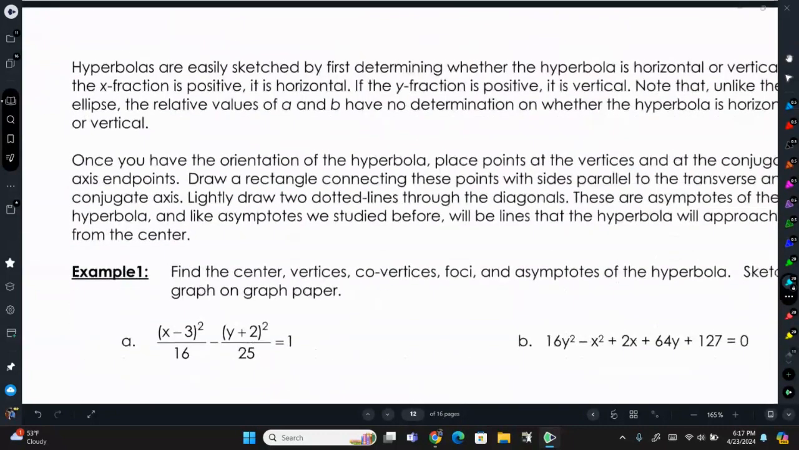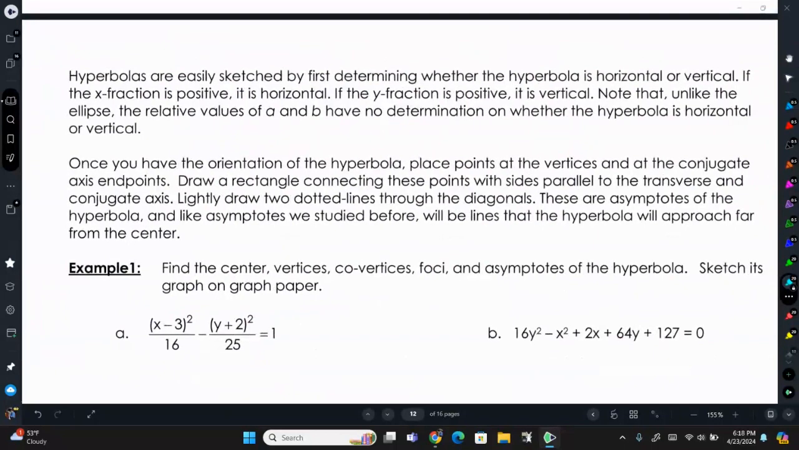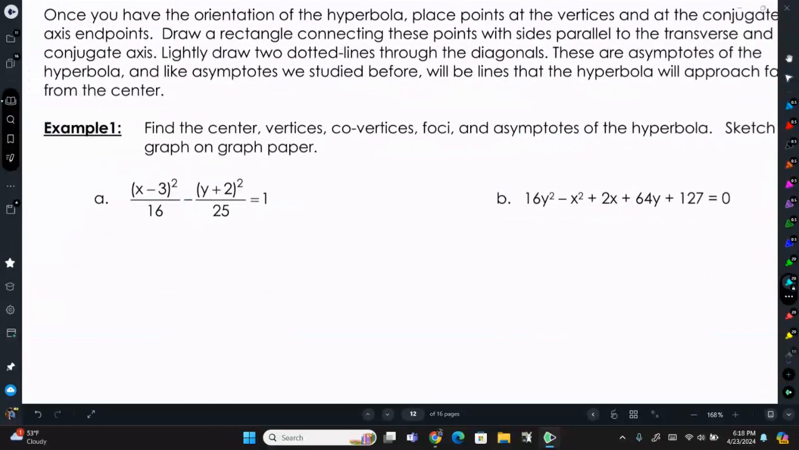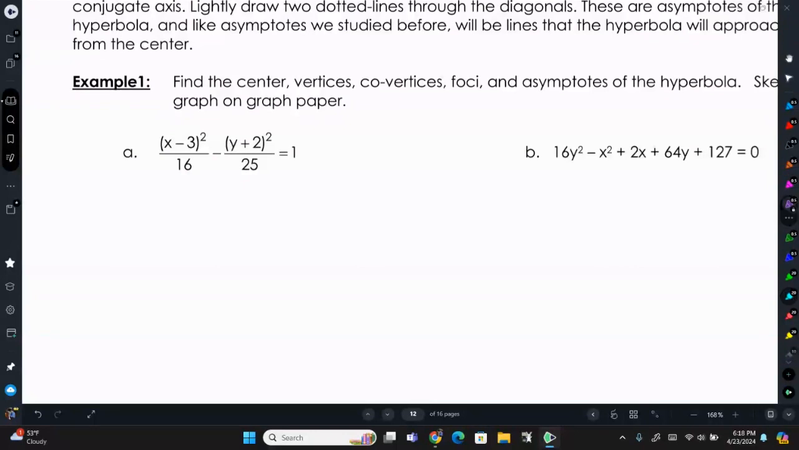So on the next page, we're going to graph these. And I have the steps up here, but instead of reading them and then doing it, I think going back and forth between these steps and doing them will make things a lot easier. That way you can see how everything is connected. So we're going to find the center, vertices, co-vertices, foci, and asymptotes of the hyperbola and sketch its graph on the graph paper.